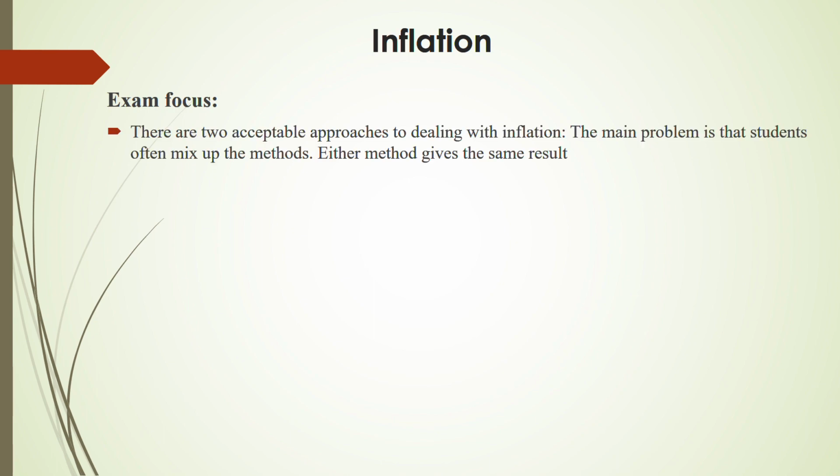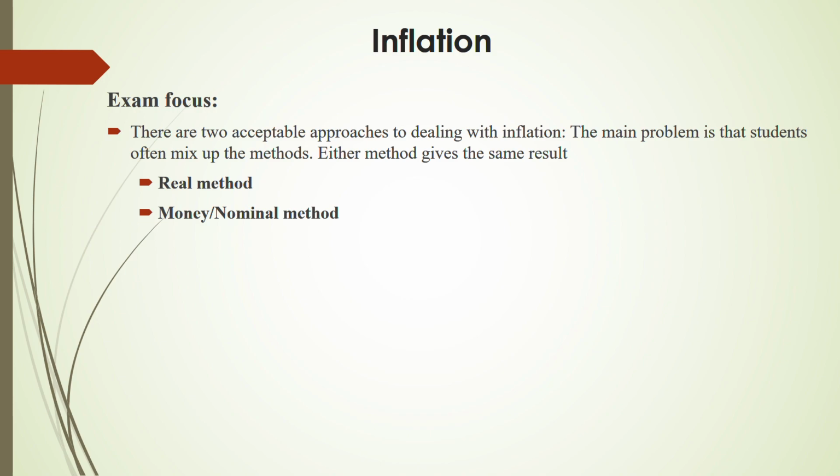Students often mix up. There are two approaches to inflation. Students often miss these two things. That's why it's important that you are very clear on this concept. One is known as the real method, the other one is known as the money or nominal method.